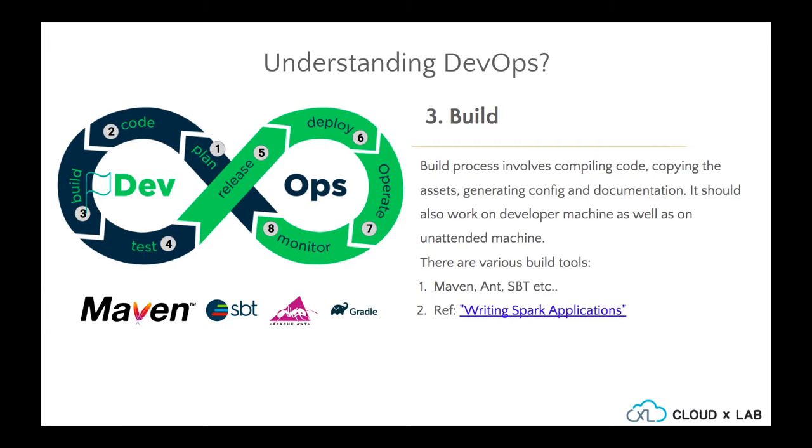Now, the build process should work well on the developer machine as well as on a remote machine. Both are very important. You'll find people who are working with Xcode, or let's say who are working with Visual Studio or Eclipse, their process works on their desktop but not on a remote, unattended machine. So a very critical part of DevOps is that the build process should work on both the developer machine as well as on the unattended machine, which is not being triggered by manual intervention.